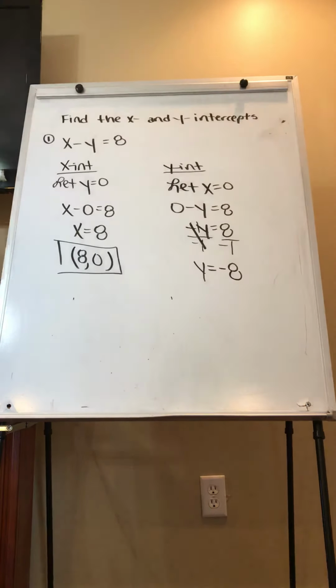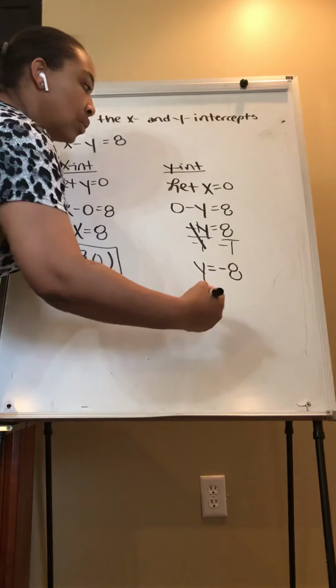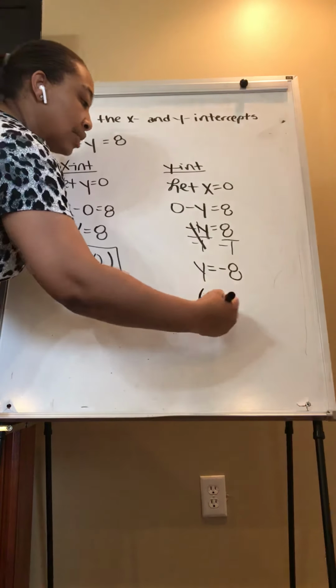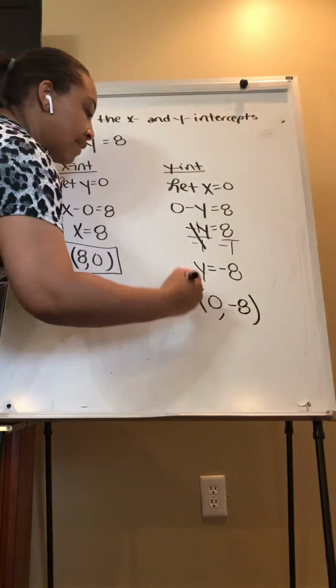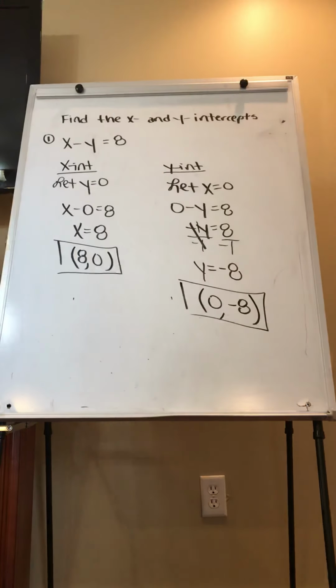Again, you want to write it as an ordered pair. The ordered pair would be your x number, which you let be 0, and the y number is going to be negative 8. So my intercepts would be: for my y, (0, -8), and for my x, (8, 0).